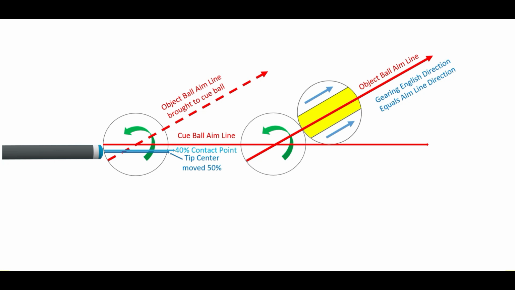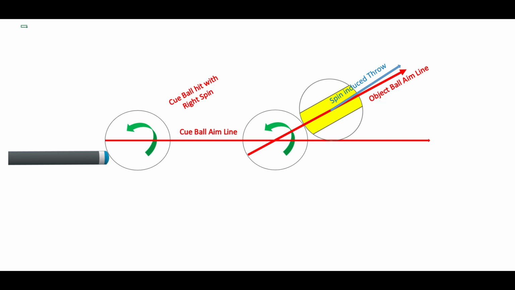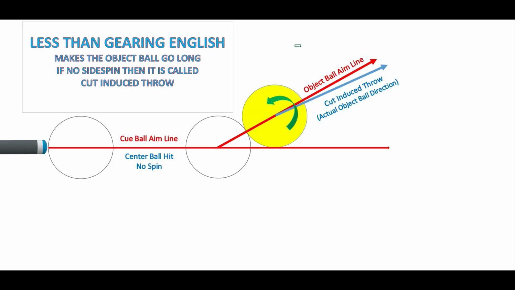Here's where things get interesting. Spin affects throw. More spin equals less throw, and less spin equals more throw. If you're using more spin than Garen English, the object ball will be thrown short of your aim line. To compensate, you need to aim slightly long. The opposite is true for less spin than Garen English. The object ball will travel past your aim line.